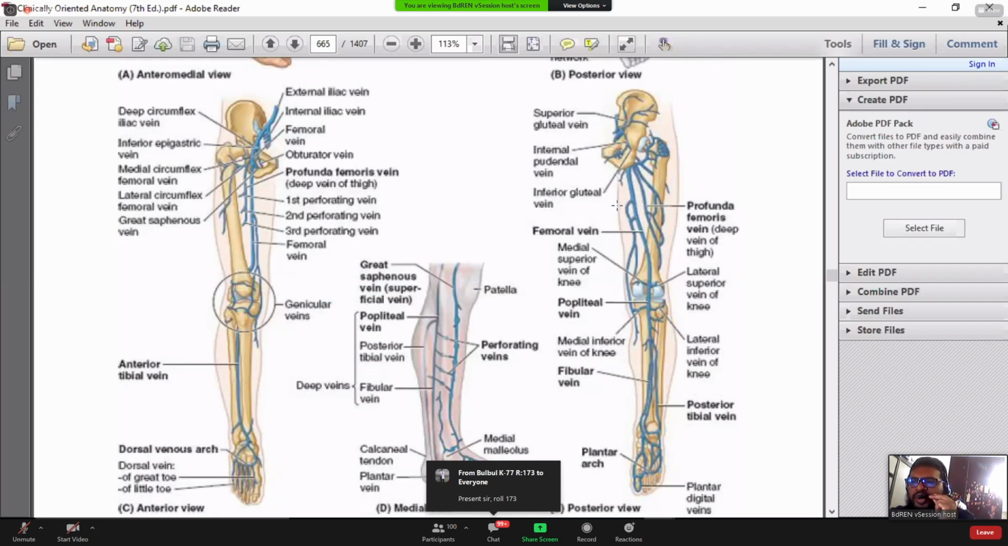And some veins communicate between the superficial and deep veins, and blood always passes from the superficial to the deep, but not from the deep to the superficial. Why? Because if these valves fail, then the superficial veins, where there is low pressure, would be swollen, forming varicose veins. And one more thing we want to discuss is thrombosis, DVT.